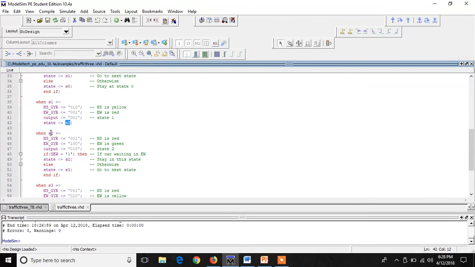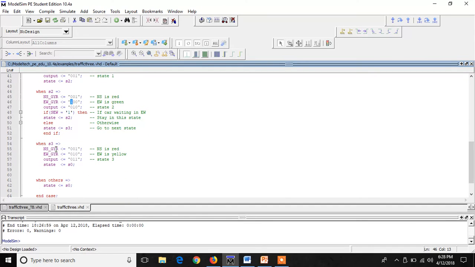When it goes to state 2, north-south becomes red, east-west becomes green, and when east-west is green, it's going to stay green until east-west does not have a car left. And if the sensor detects that east-west is clear, there are no more cars, it's going to go to state 3. And when it goes to state 3, east-west becomes yellow, and then goes back to state 0, where state 0 says east-west is red and north-south is green.